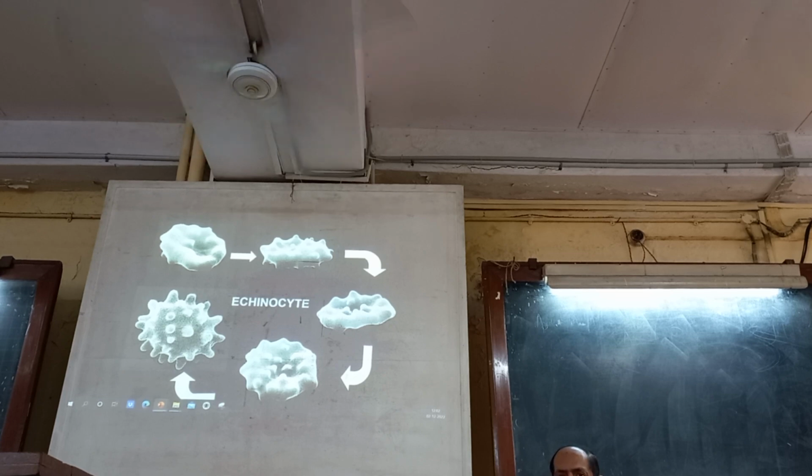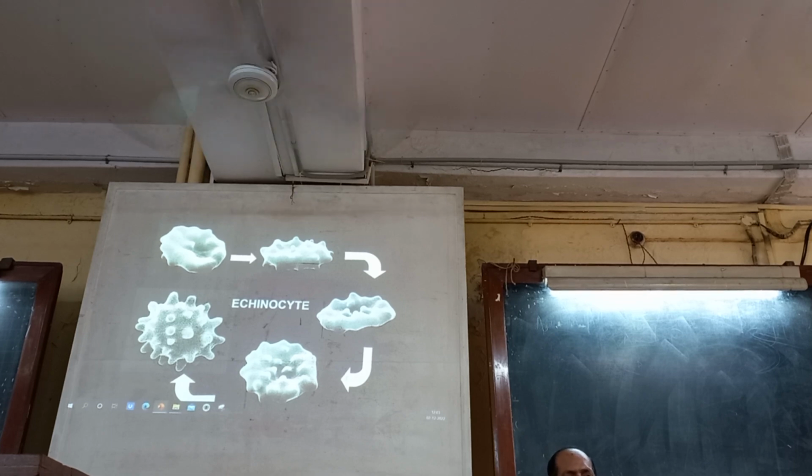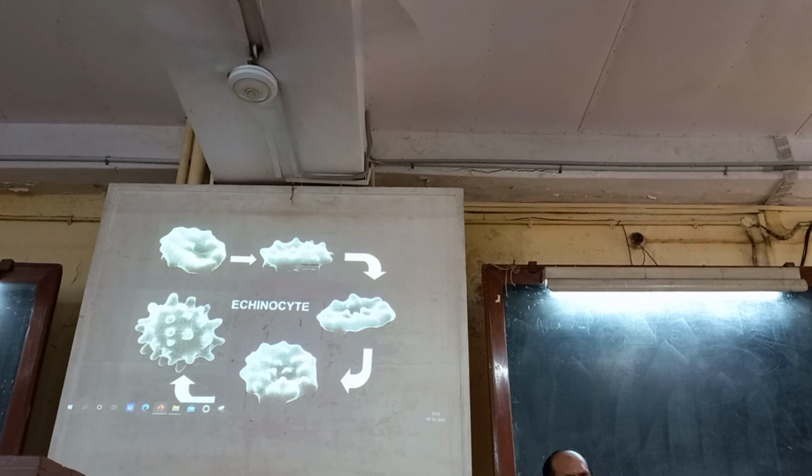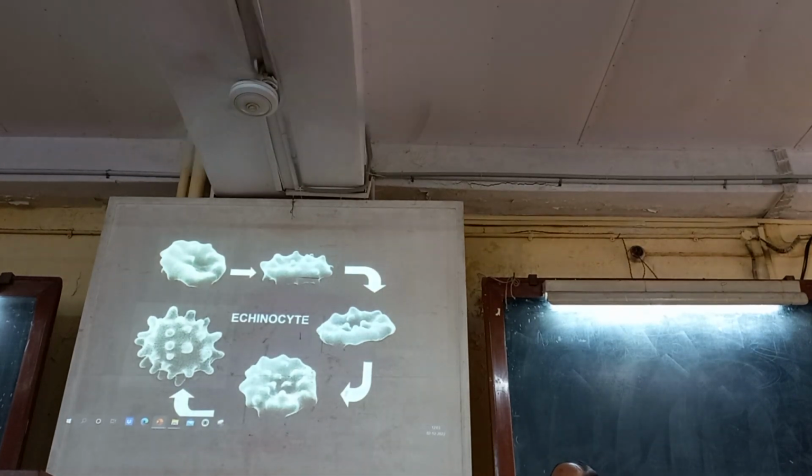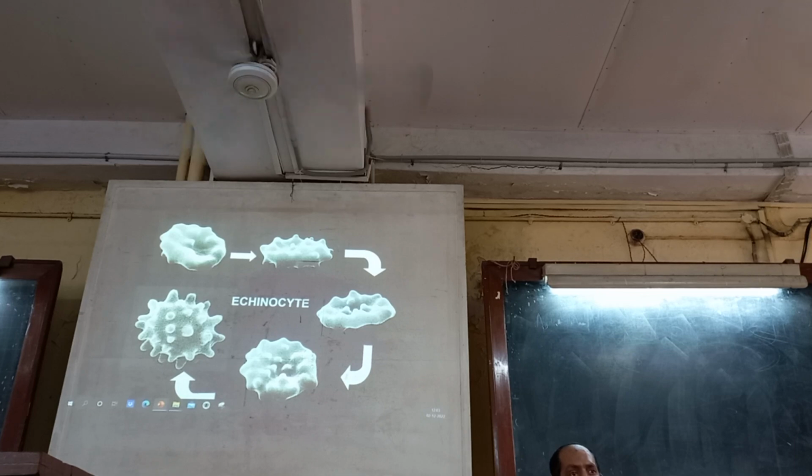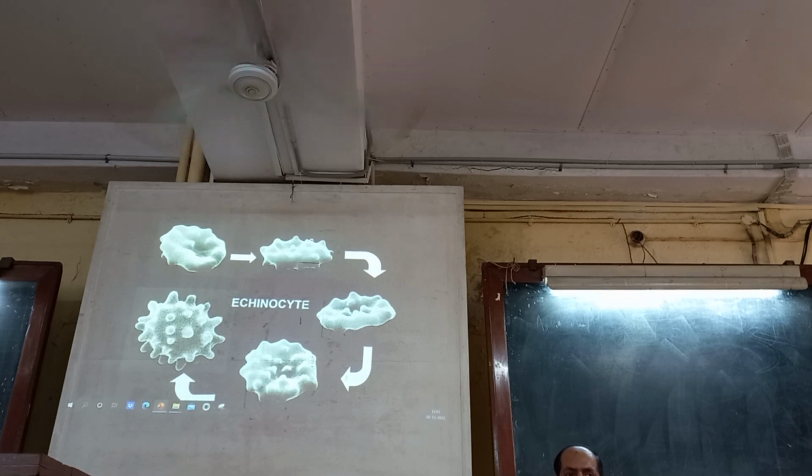If this echinocyte is put in a normotonic solution, it will regain the fluid back. It will again become a discocyte. So it's a reversible stage. In hypertonic solution, it becomes an echinocyte. In normotonic solution, it becomes a discocyte again. What is peculiar is that if you put that RBC in a hypertonic solution again, it will become an echinocyte, but the spines which are present here will be the exact point where the spines will reappear.